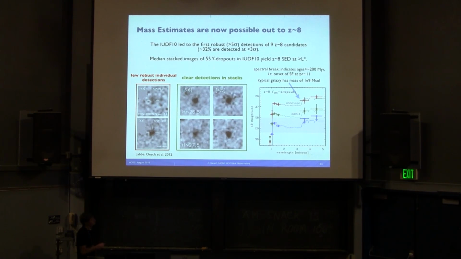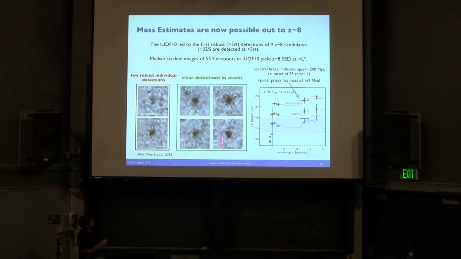And so doing this, essentially we managed with the IUDF-10 program the first robust detection of 9 redshift 8 candidates at more than 5 sigma. And here's an example of one. Here, this is the GOODS 23-hour image. Now with IUDF 120-hour, you see there's a clear detection, 9 sigma. So 30% of the sources have rest frame optical detections at redshift 8.